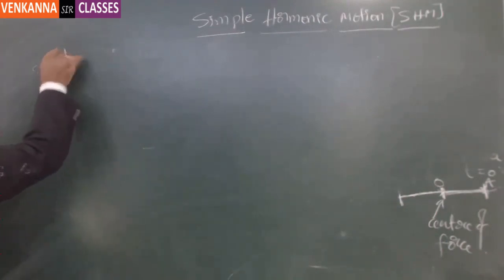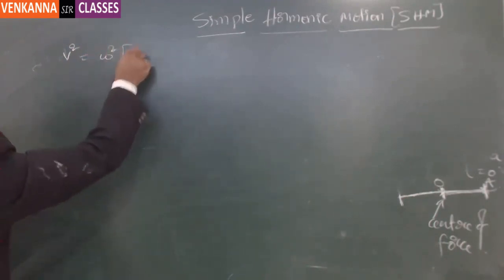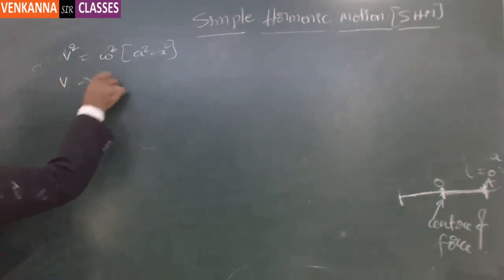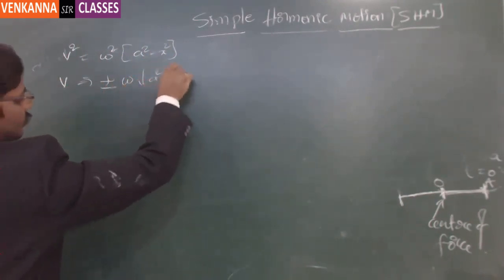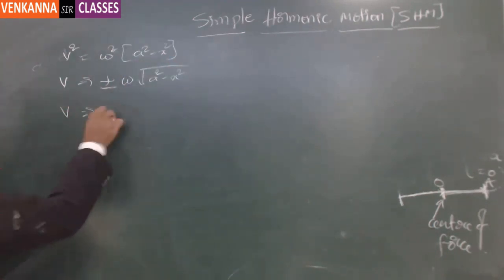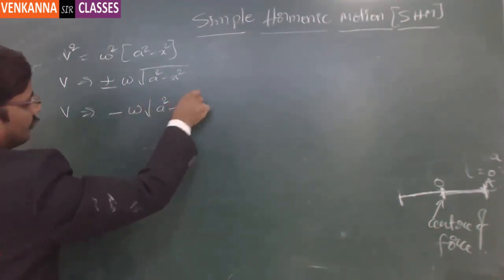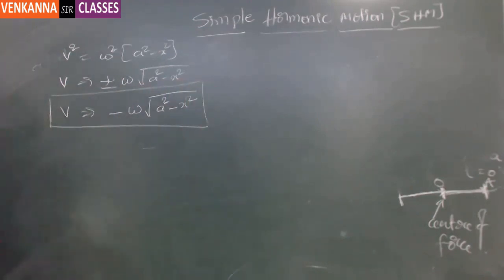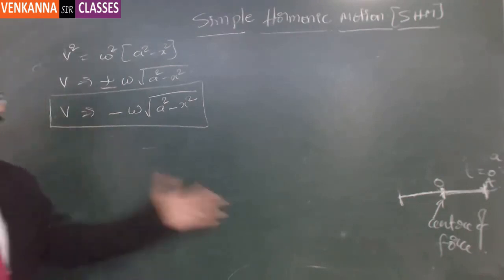So we have got the relation v square is equal to omega square times of a square minus x square. Now v can be treated as plus or minus omega times the square root of a square minus x square. Now here, I can write v as minus omega. Now is this correct, or can I treat it as positive, or are both true? So what is the valid case for our analysis?